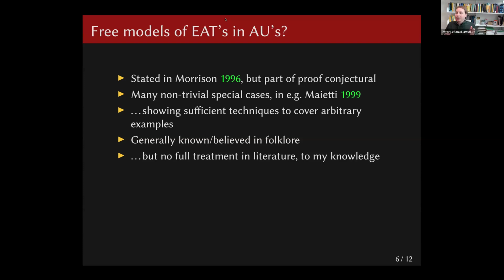The techniques illustrate all of the things that can come up in trying to construct a free model of an arbitrary essentially algebraic theory. But none of those sources, as far as I have ever found, contain the statement that Morrison did state, saying that general essentially algebraic theories have their free models. And it's certainly, I think, known and believed in folklore. So yes, it's been around a while. It's nothing new to say this, but it seems not to have been given in the literature.